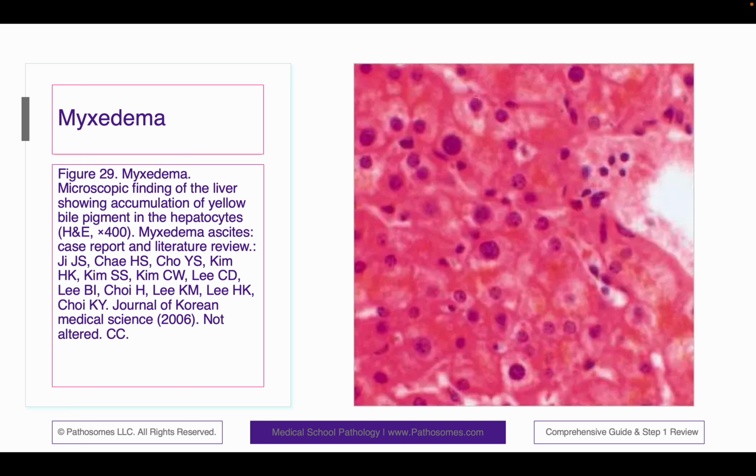Myxedema. Here we have imaging showcasing a microscopic finding of the liver showing accumulation of yellow bile pigment in the hepatocytes, right?